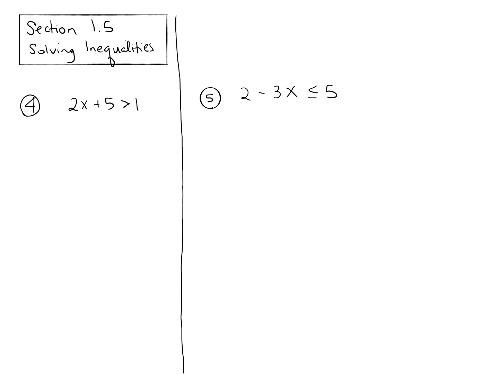Now applying the rules that we just learned about the additive and multiplicative properties of inequalities, we're going to solve these next two inequalities. And so I'm going to subtract 5 from both sides.